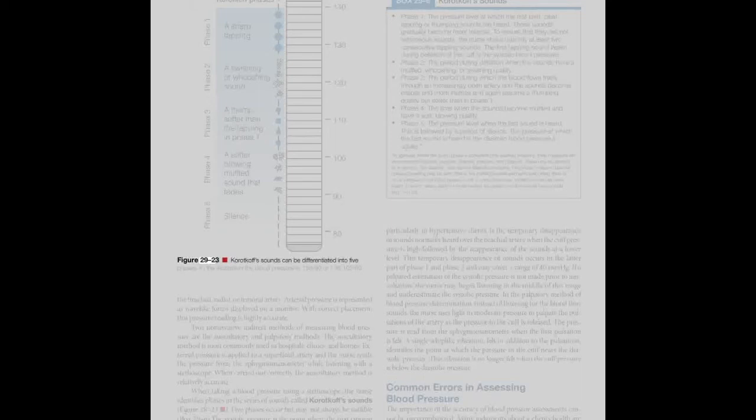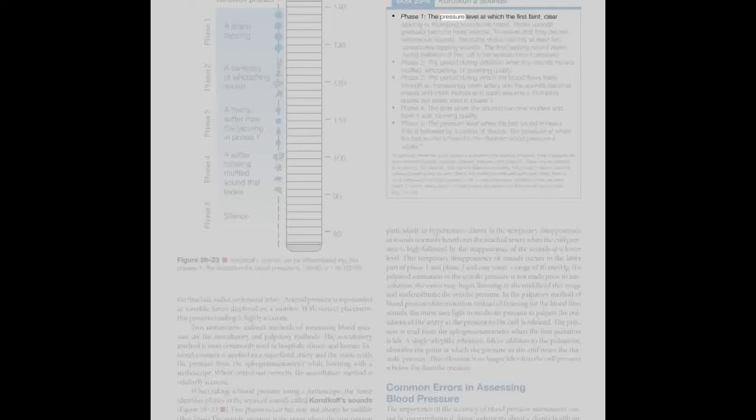Figure 29-23: Korotkoff sounds can be differentiated into five phases. In the illustration, the blood pressure is 138/102/90.